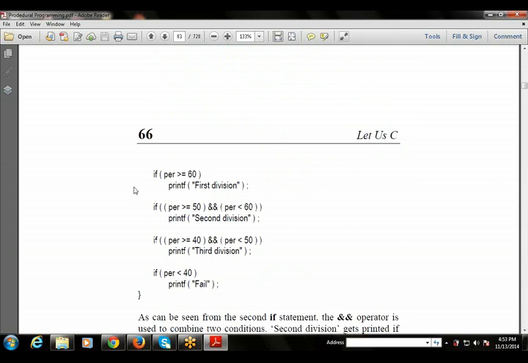Now use the logical operator. The first part is the same, there is no else part, only if the percentage is greater than or equal to 60.